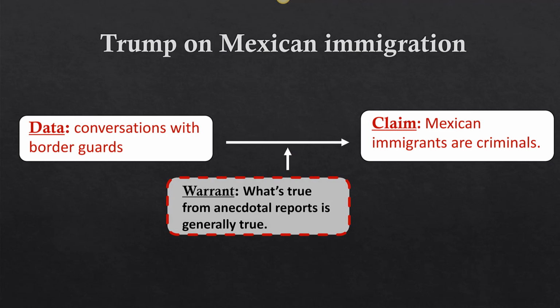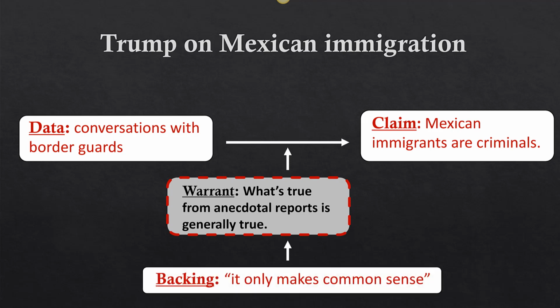What's true from anecdotal reports from these border guards is generally true about the people that are coming to the United States from Mexico. And he does provide an additional sort of backing for the warrant very late in the argument where he says it only makes common sense. So we have a sense of the generalization that then candidate Trump made about Mexican immigrants coming into the United States. Let's run our tests of generalization warrant.